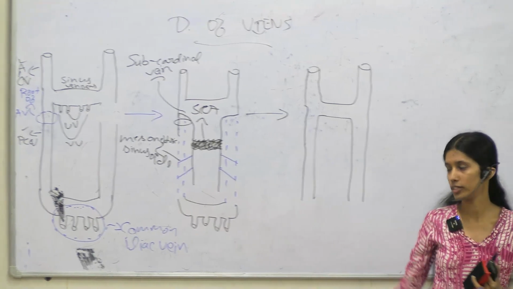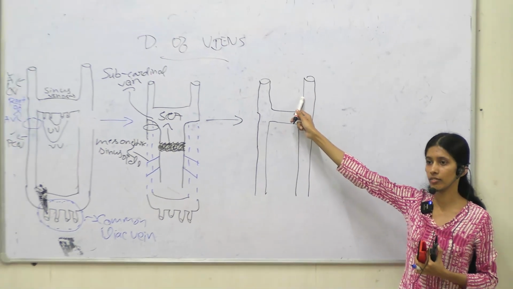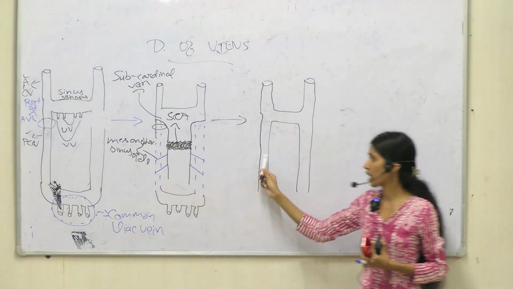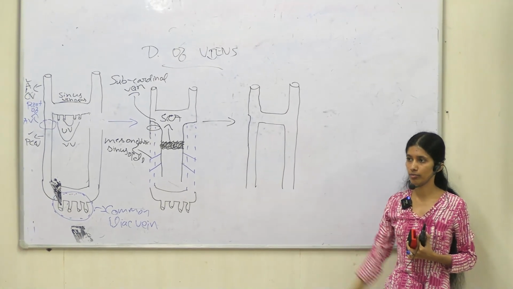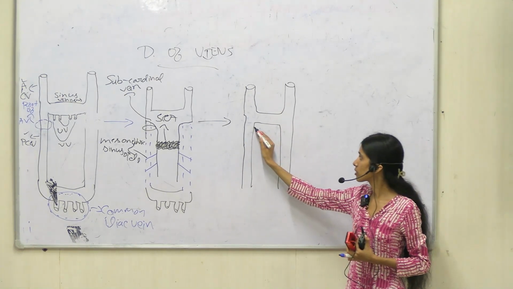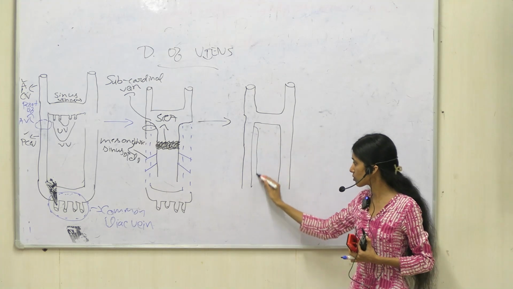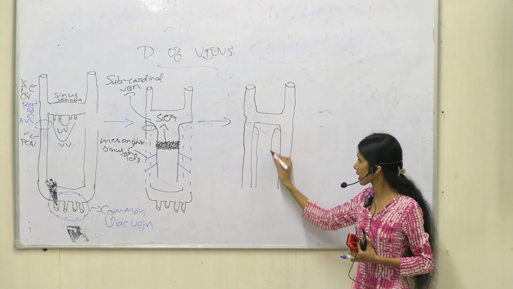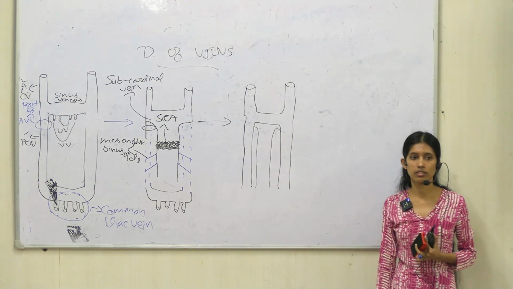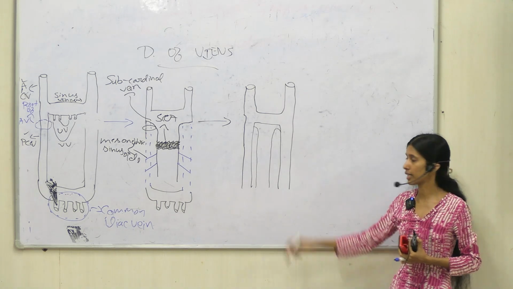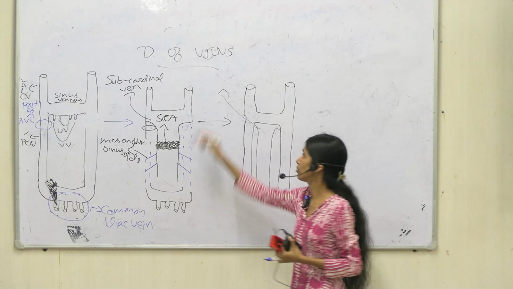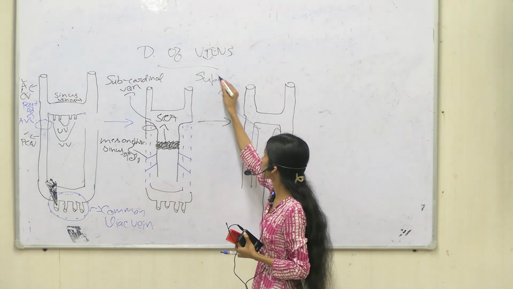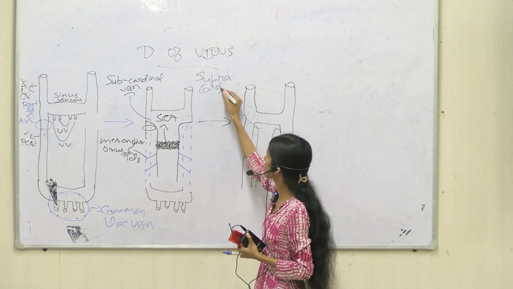So now we have the anterior cardinal vein followed by subcardinal vein. What you are seeing here is the subcardinal vein. Once subcardinal vein appears, we can see the second set of veins start forming. The second set of veins that forms here is the supracardinal vein. This is called supracardinal vein.